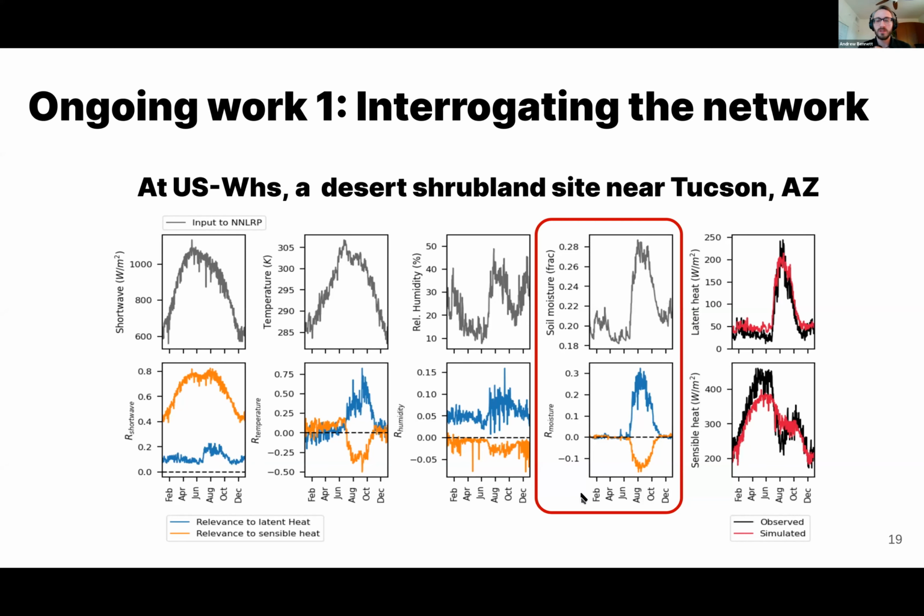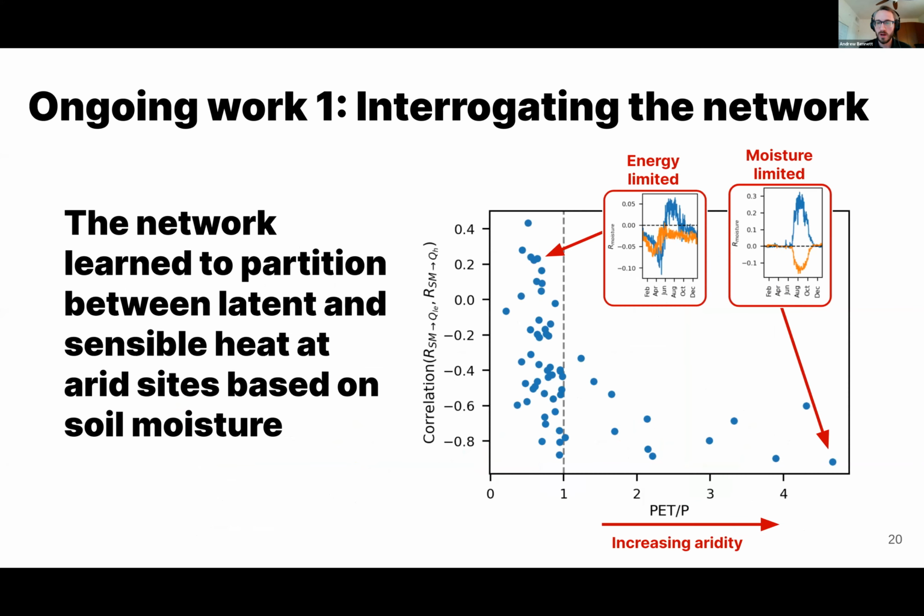And this is just one site across a range of aridity. Sites further to the left here are more energy limited. They typically have the moisture available for evaporation, and sites over on the right here are more arid and might be more moisture limited. So that Tucson site is way over here, and you can see that high anti-correlation falls highly to the lower end. And as you have more water available in the system, this partitioning becomes less and less important to the network.